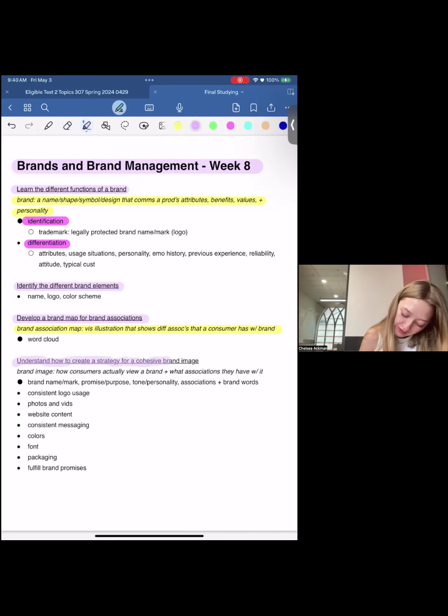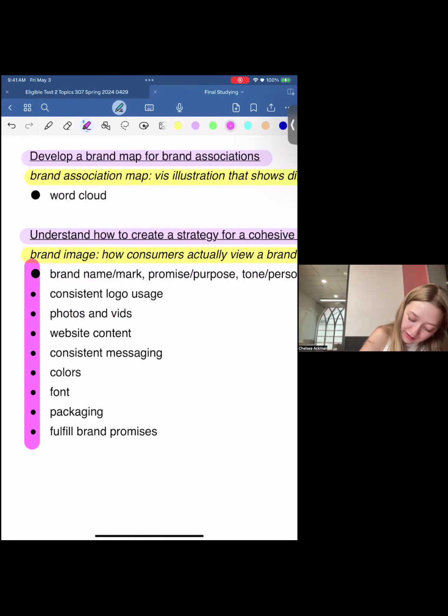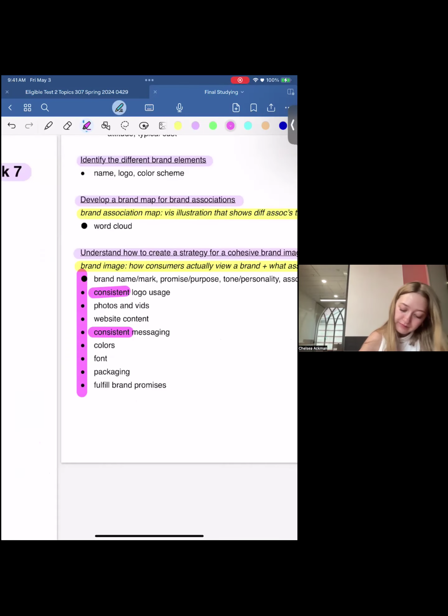Understand how to create a strategy for a cohesive brand image. Brand image is how consumers actually view a brand and what associations they have with it. And then this can be done through all of these things, so I'm just going to highlight this down. You can do this through a brand name or mark, your promise and purpose, your tone, personality, associations and brand words, consistent logo usage, a lot of consistency, photos and videos, website content, consistent messaging, colors, font, packaging, and fulfilling brand promises. I'm just going to highlight consistent here as well.